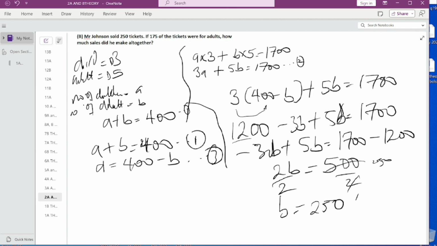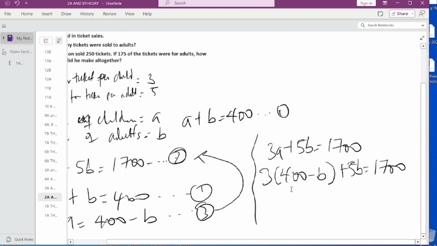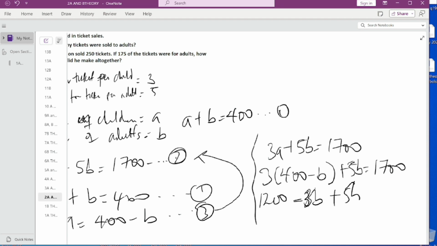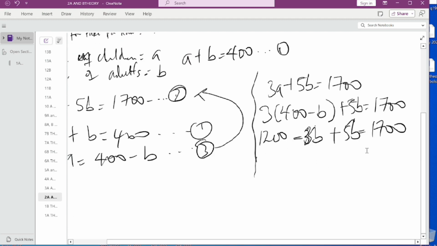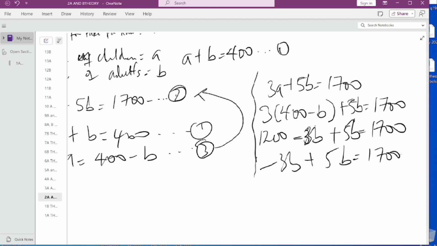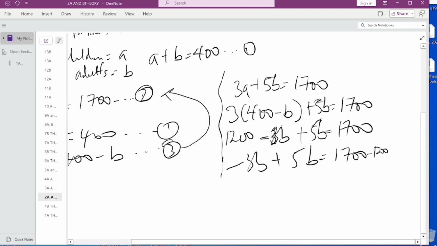Next we open the bracket, we multiply this 3 times this 400 and this 3 times this minus B. Then we solve. So we have 3 times 400 as 1,200, and 3 times minus B is minus 3B plus 5B equals 1,700. We take the 1,200 outside. So we have minus 3B plus 5B equals 1,700 minus 1,200. Now we can rearrange, since the positive or the negative sign in front of a number is owned by that number. So we can write this as plus 5B minus 3B, which gives us 2B.